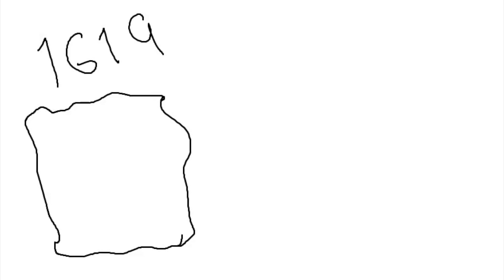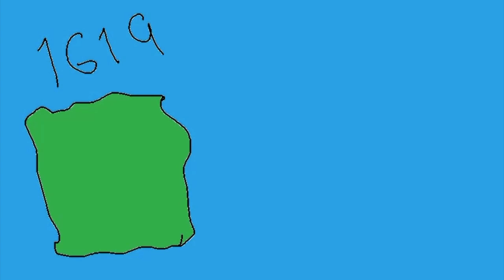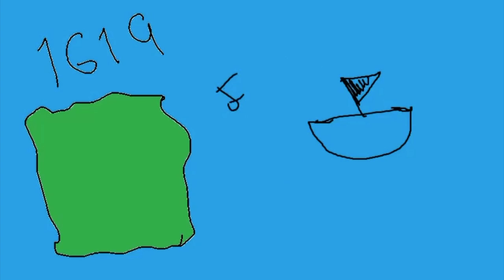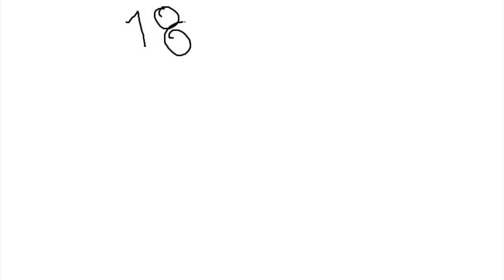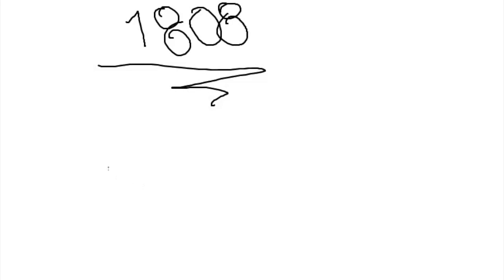In 1619, the first African slaves arrived in Virginia. There they were sold as slaves, and it's not until a century later, in 1787, that slavery is made illegal in the Northwest Territory. But it was only in 1808 that the banning of the slave trade was passed by Congress.